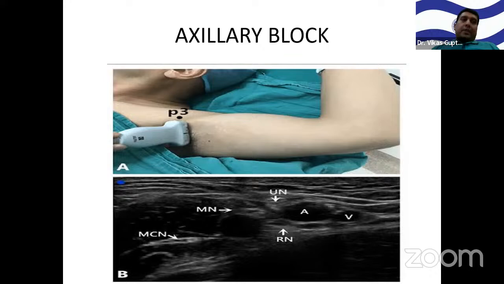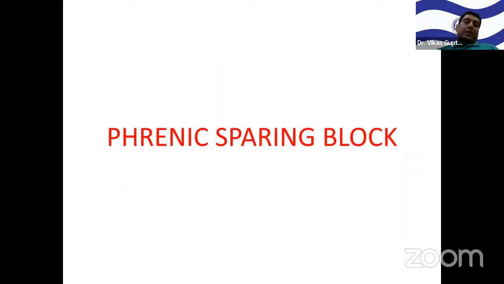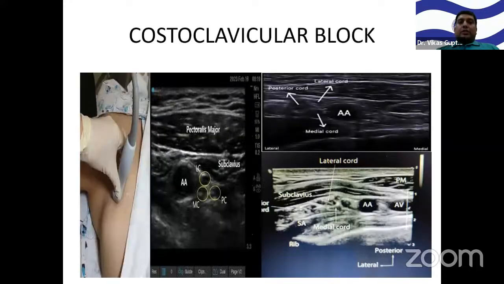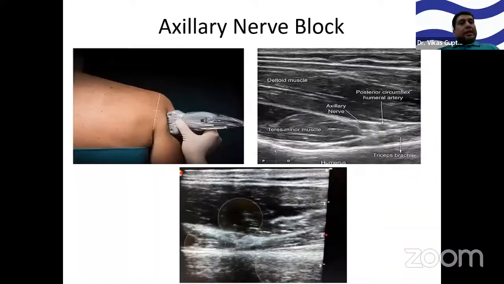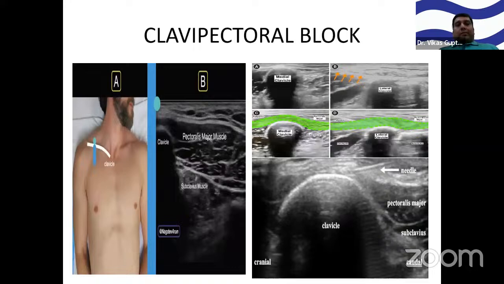But the main problem is that if the patient has respiratory depression or some lung pathology, then when we give these blocks, 10 to 15% of patients may have phrenic nerve involvement, causing diaphragm paralysis or hemithorax. So nowadays a new concept has come, the phrenic sparing blocks. We give these blocks for upper limb surgeries, but the phrenic nerve is spared. The phrenic sparing blocks are the costoclavicular block, suprascapular block, axillary nerve block, or clavipectoral fascia block.